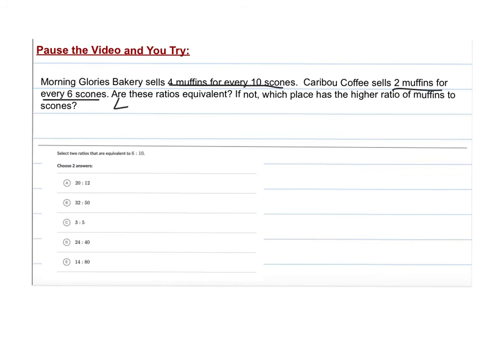So Morning Glories, we're going to set up a ratio of 4 muffins to 10 scones. Caribou Coffee, we're going to set up a ratio of 2 muffins to 6 scones. It's easier for us to compare if we have our second number the same. So we can convert. Basically what we're doing is finding equivalent fractions for each of these out of the same number of scones, and then we're able to compare.